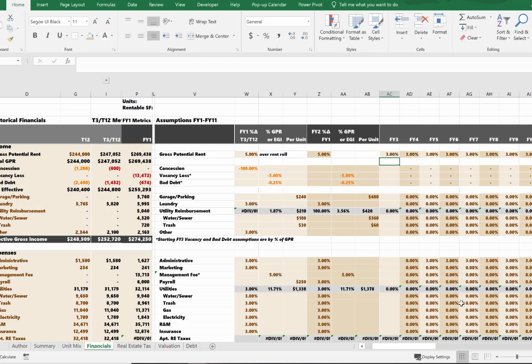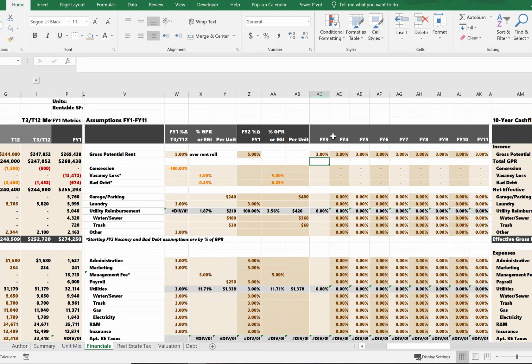All these other cells from years 4 through 11 are linked to that, but you can overwrite it. So if you thought for some reason you're going to have 5% rent growth in year 10 or 6% in year 9, you're more welcome to overwrite. I just link it to FY3 because most people hone in on the assumptions early on in years 1 and 2, and then they'll just use more of a generic escalator in future years.